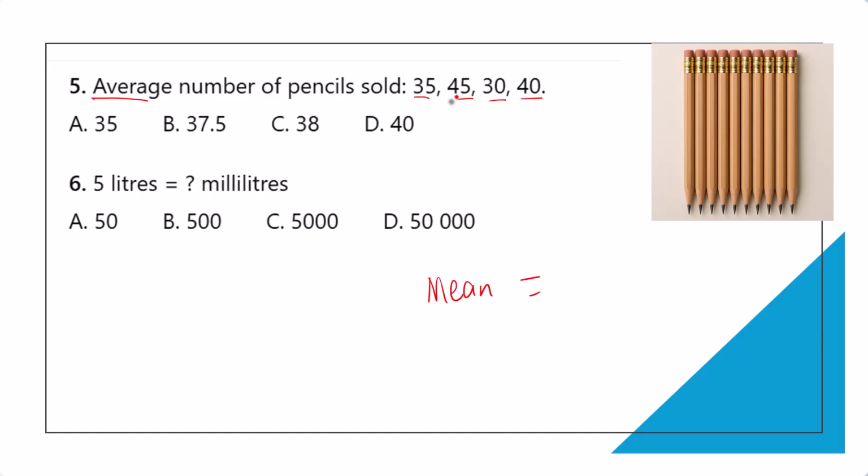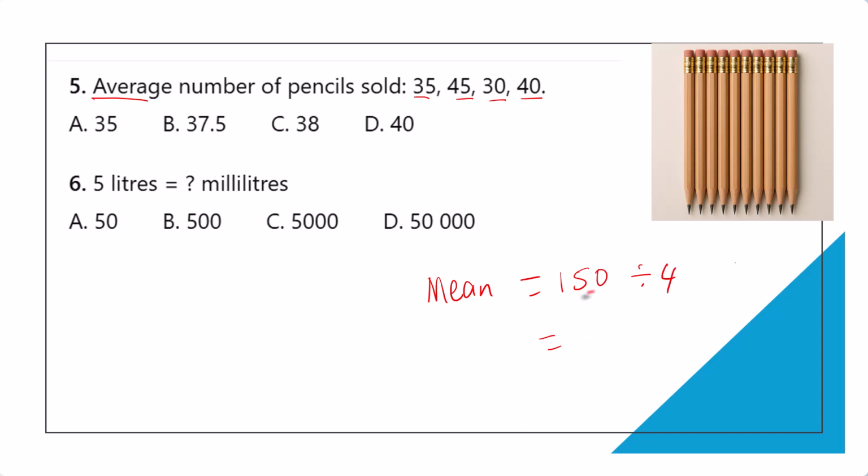So you do 35 plus 45, which is 80. 80 plus 30 is 110. 110 plus 40 is going to be 150. Now this 150 we divide by how many packs there are. So we have 1, 2, actually there are 4. There are only 4. Sorry about that. So there are only 4. So we're going to divide 150 by 4.